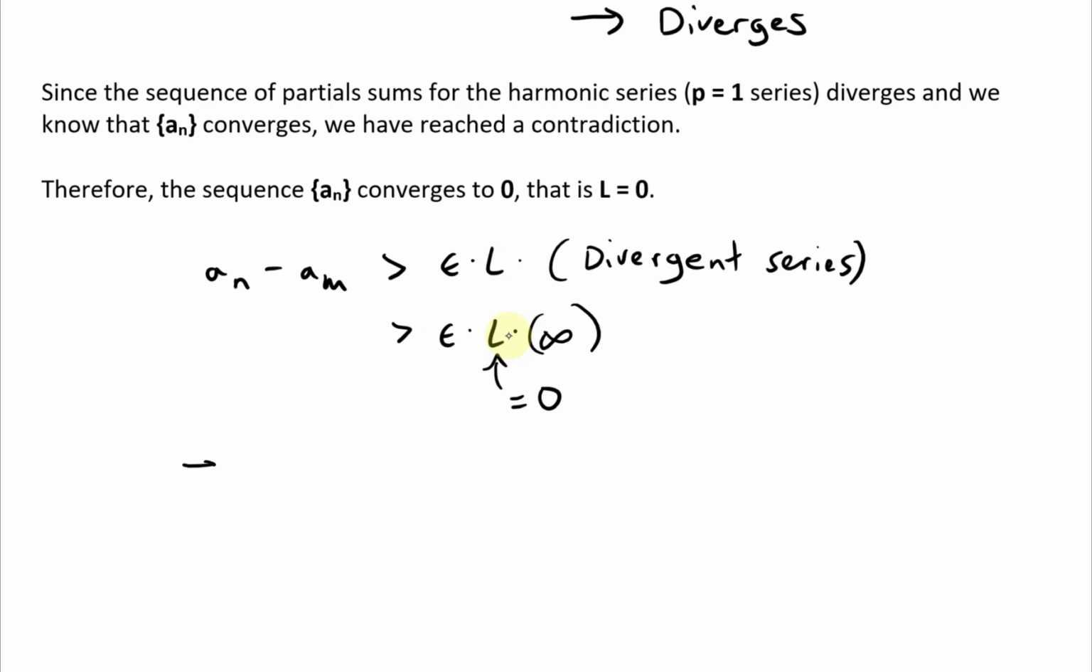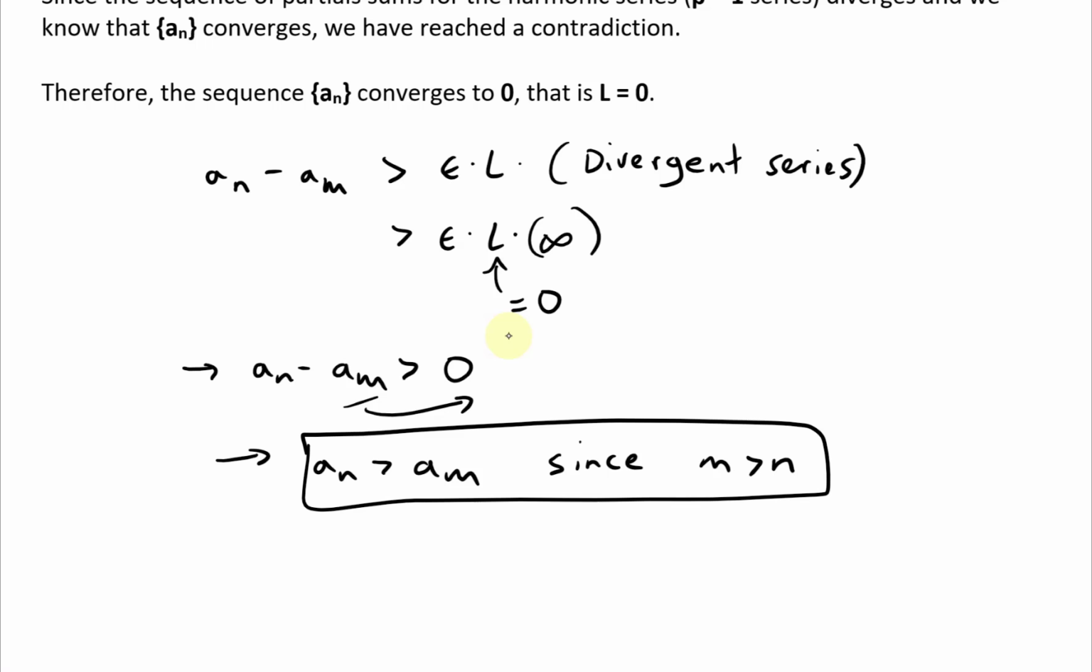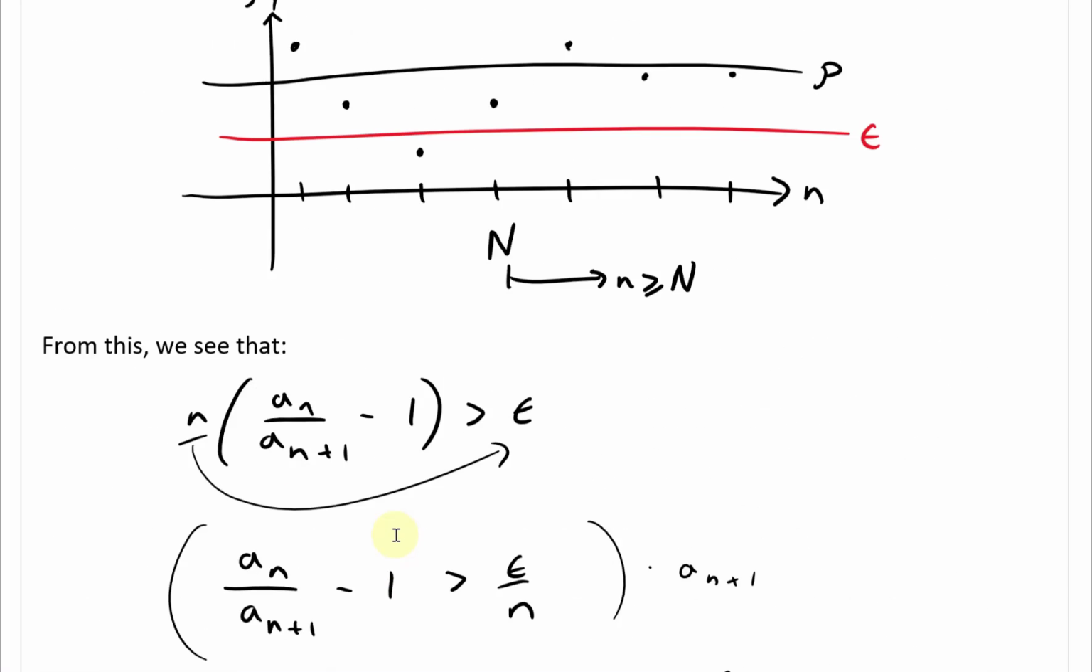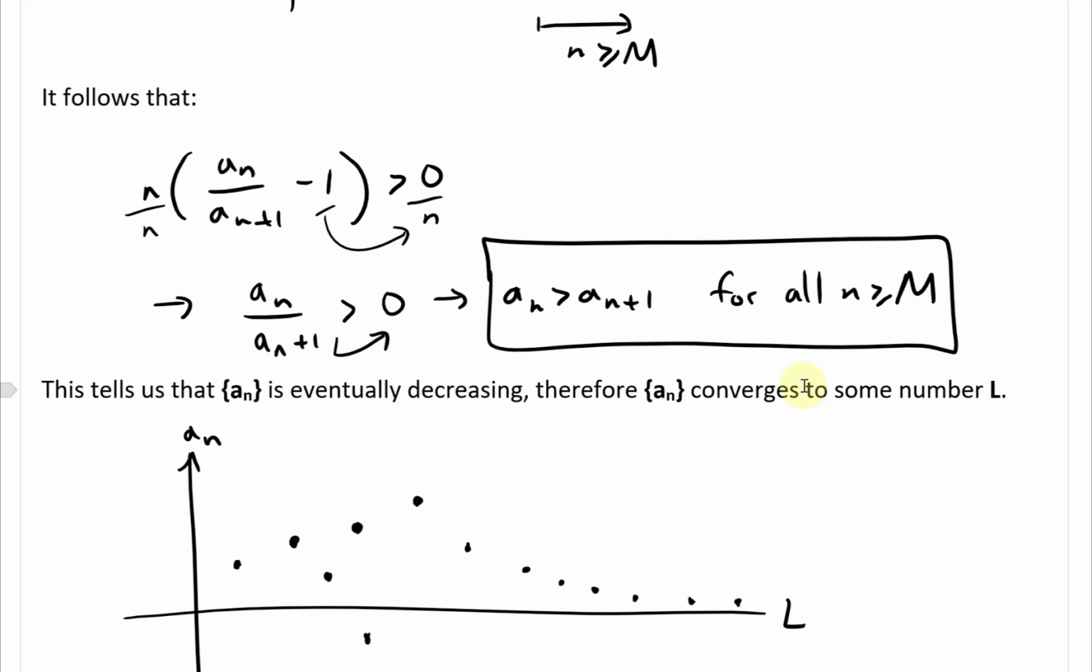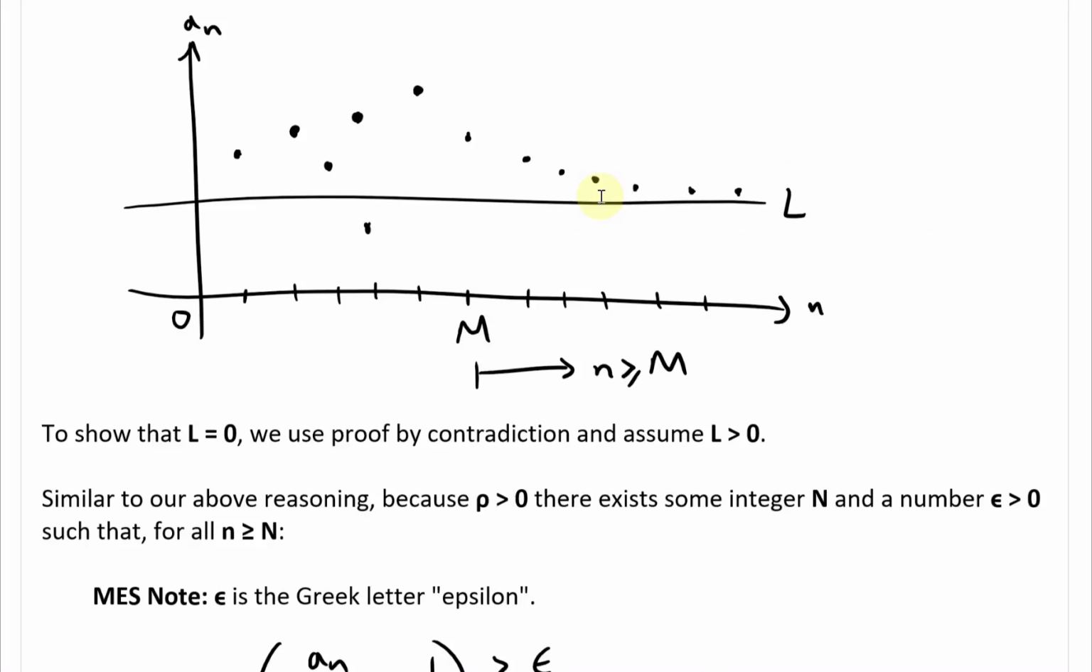And then we get that an minus am is greater than 0. Moving this over to this side, we get our starting point where an is greater than am. In other words, it's decreasing because am is less than an, since m is greater than n, which we were given. So it's decreasing as expected from our earlier work, where we found the limit converges to some number L, and that's because it's decreasing: an is greater than an plus 1.